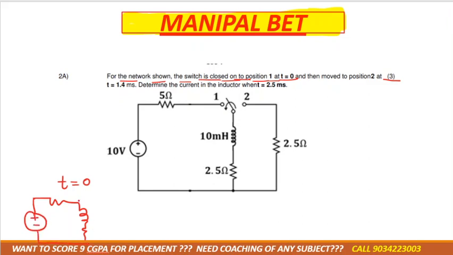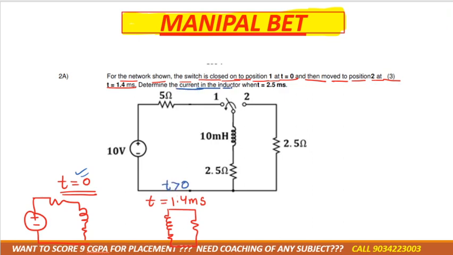What they mean is, if the switch is connected to position 1, there is no connection to position 2, so the circuit would look like this. Then they said to move to position 2 at t equal to 1.4 millisecond. Means if t is equal to 1.4 millisecond, then it is connected to position 2. So the diagram looks like this, right? So can we consider this is t equal to 0 and this is t greater than 0.